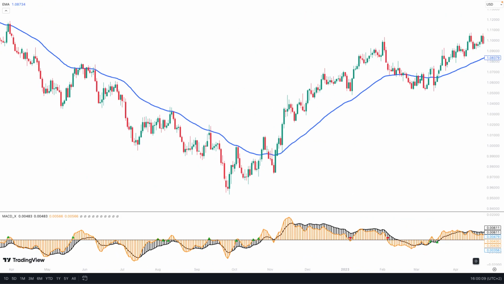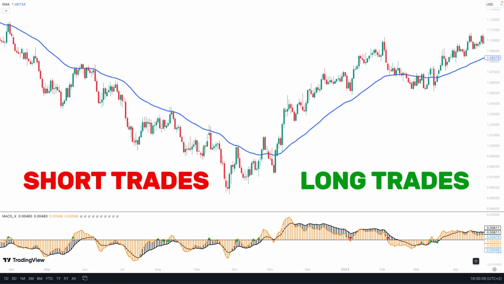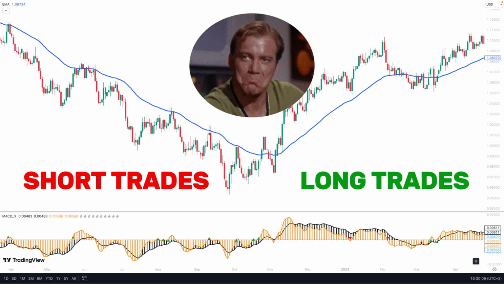Well, let's start. The 50 EMA will act as our trend filter. When the price is above the EMA, we will only look for long trades. Conversely, when the price is below the EMA, we will only look for short trades. This ensures that we trade in the direction of the prevailing trend, increasing our chances of success.